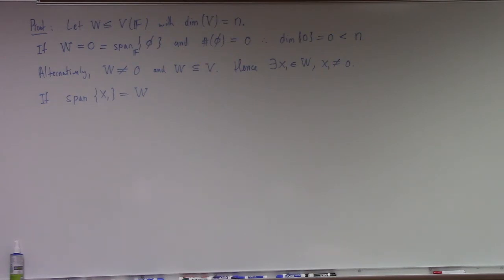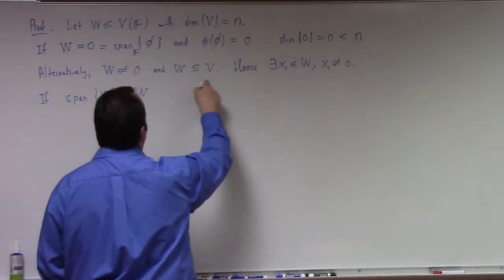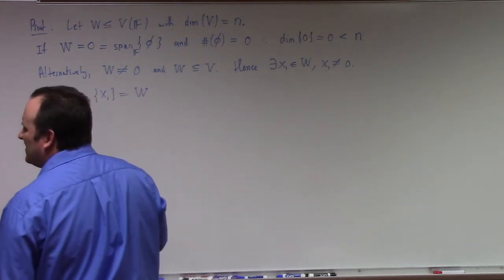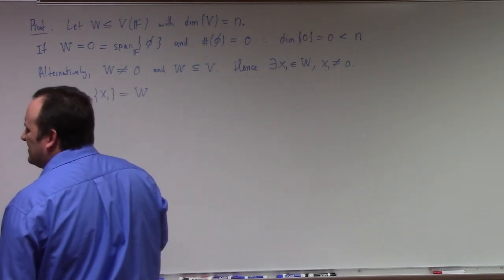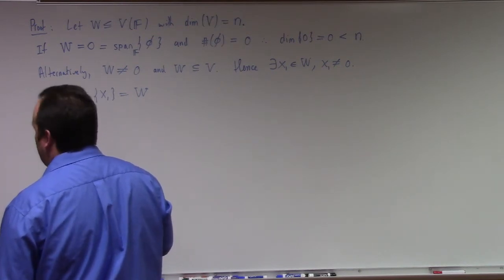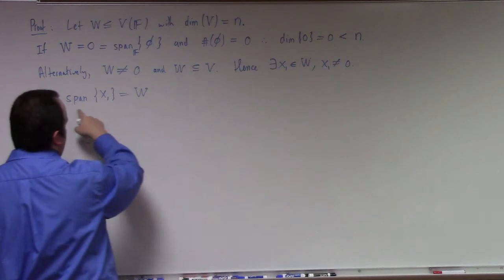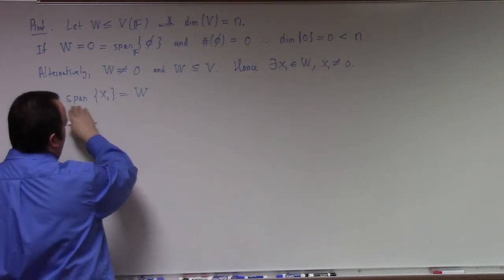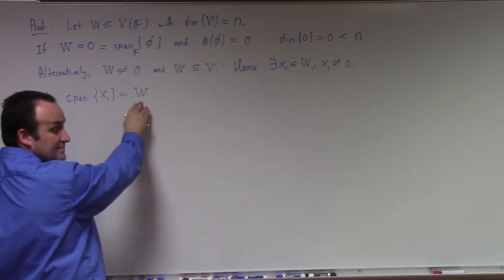Then the set containing x1 is a basis for W. W is a one-dimensional subspace, and we're done, right? Because 1 is less than or equal to... And let's see here, I don't have the less than or equal to n. Maybe I need to. Well, anyway, we'll get back to that. But this much is true. Let's forget about the less than or equal to n for a moment. Let's just focus on the fact that this gives us a basis for W, right?